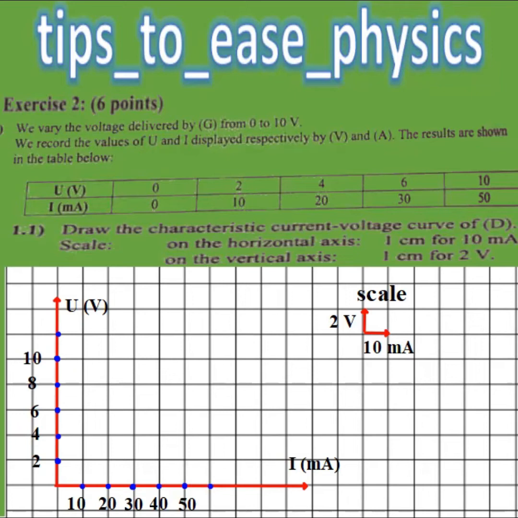Now we are able to start plugging the values of the table into the graph. First one, 0, 0, so we plug the first point at 0, 0. Second one is 2 volt, 10 milliamp; we indicate the second point. 4, 20, this is the third point. 6, 30, this is the fourth point, and 10, 50, this is the last point. Now we are able to join these points and we will get the graph. This is a straight line passing through the origin.